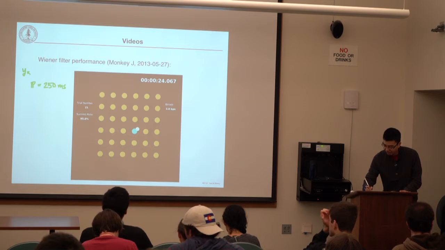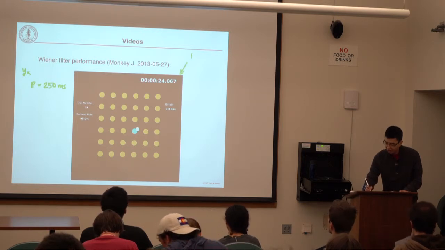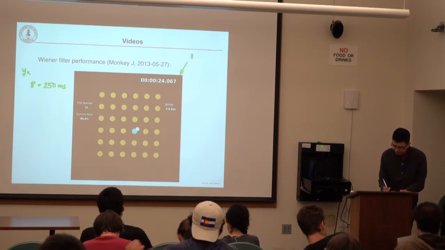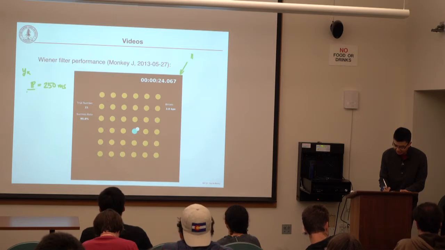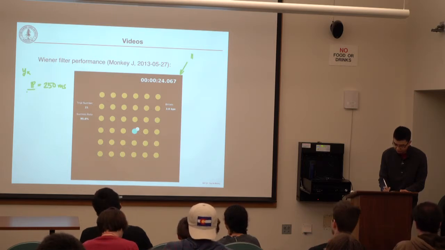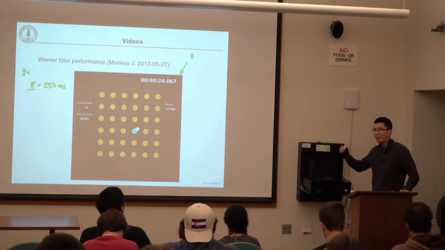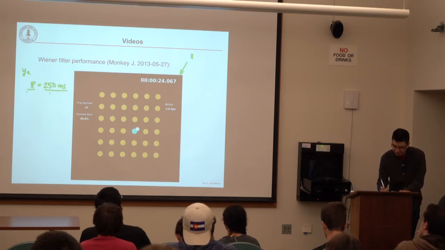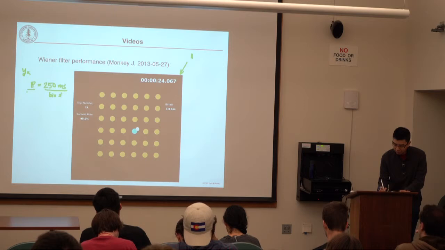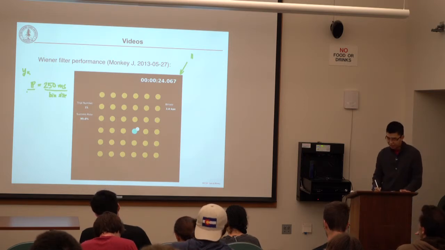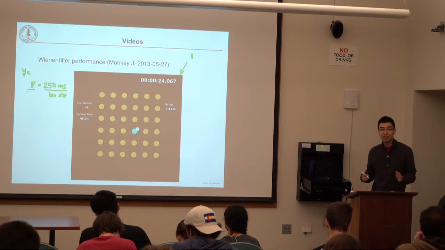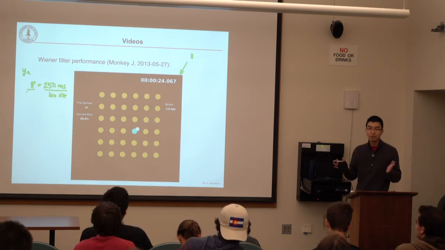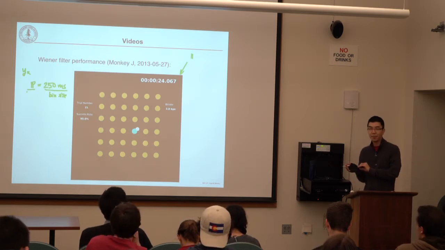So concretely, this video was taken for, so it actually isn't p, but it's p divided by bin size. Or the amount of bins that you go back is 250 milliseconds. So p is equal to 250 milliseconds over bin size. And in this video that we just showed you over here, the amount of history that we use in the Wiener filter was exactly 250 milliseconds.